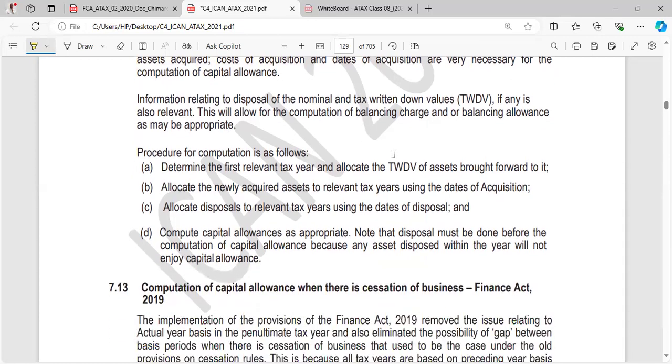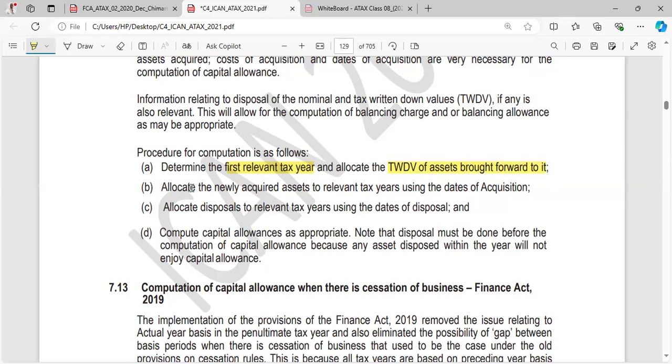So, look at the procedure here. Procedure for computation is as follows. Determine the first relevant tax year and allocate the tax written down value of assets brought forward to it.